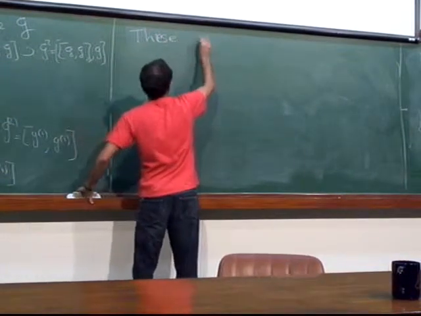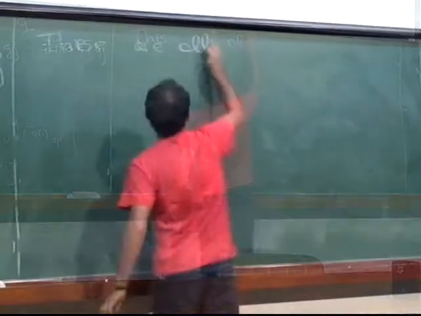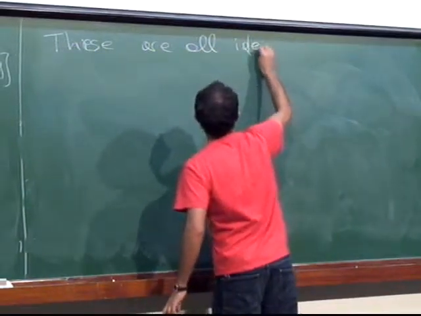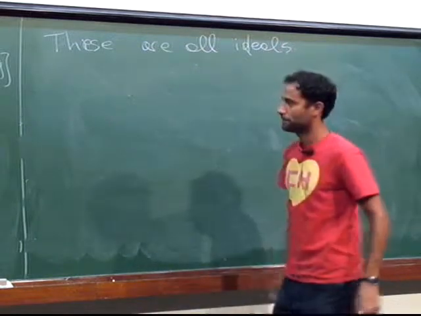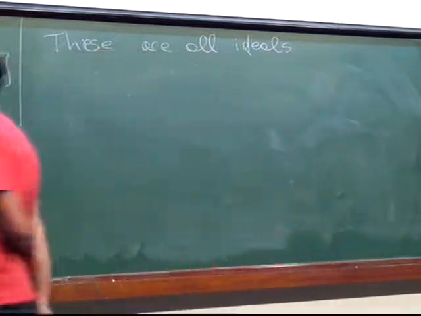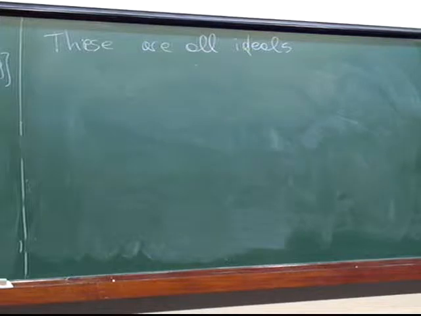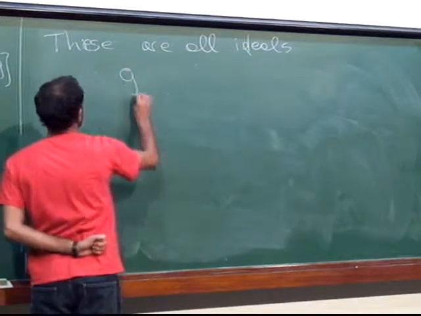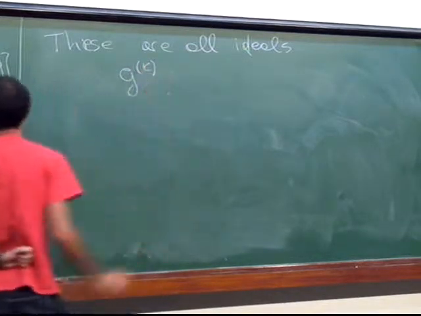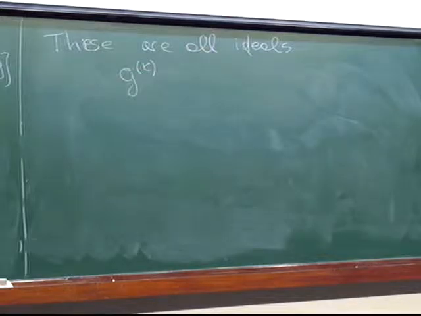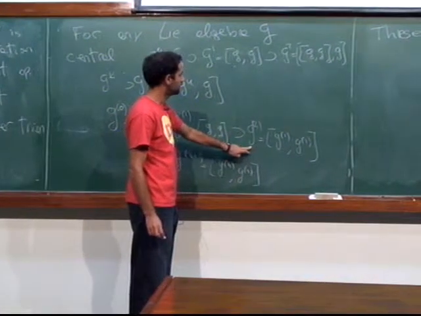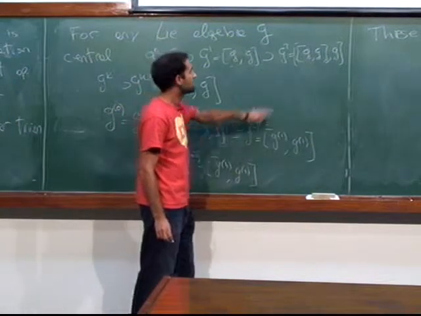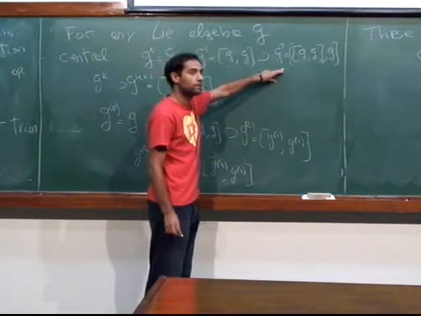These are all ideals. We can prove this in a second. We can prove this by induction. But moreover, G0 is equal on this side, G1 is equal on this side, but now this guy here lives inside of this guy. But it may not be the same.